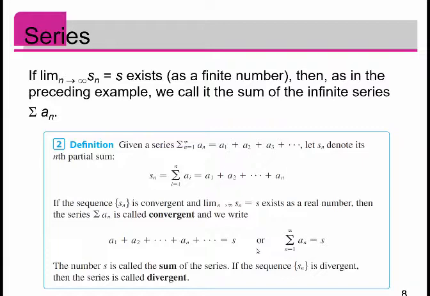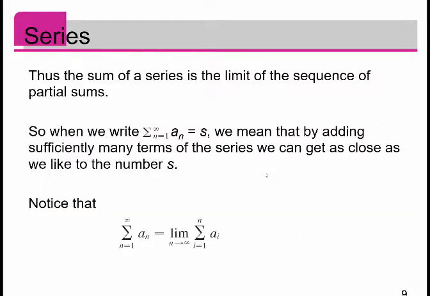So if this sequence S sub n is divergent, then we just call it a divergent series. Like the sum goes to infinity or something. All right, thus the sum of the series is the limit of the sequence of the partial sums. So when we write the summation of n equals 1 to infinity of a sub n is equal to S, what we mean is that by adding sufficiently many terms of the series, we can get as close and close as we like to this number S.